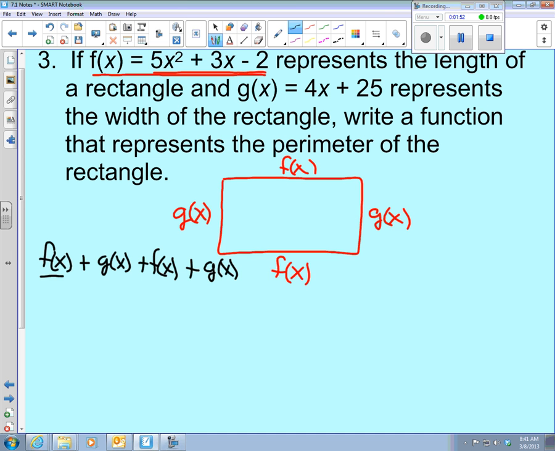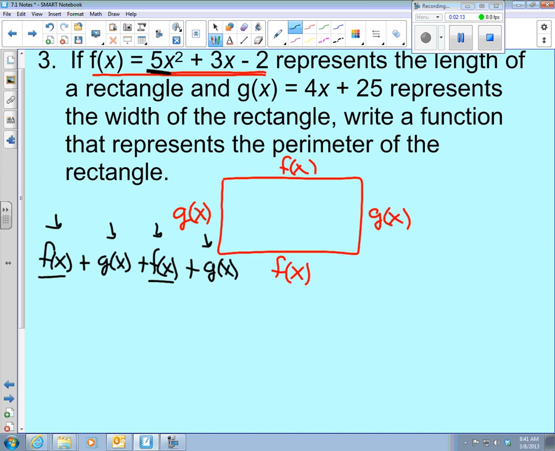Let's do this. I could plug in right here the 5x squared plus 3x minus 2 for this f of x and this f of x. I'd end up with three terms here and three terms here. I could plug the 4x plus 25 in here, and then combine all the terms. But we're going to do a little shortcut.